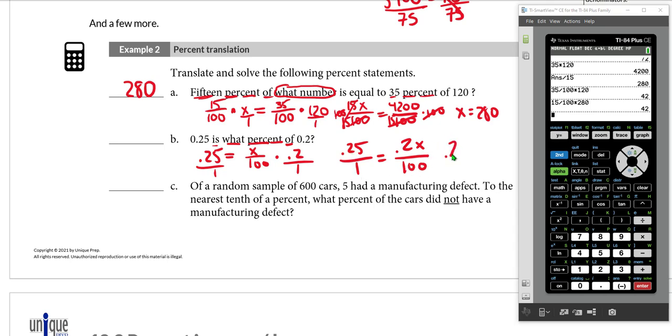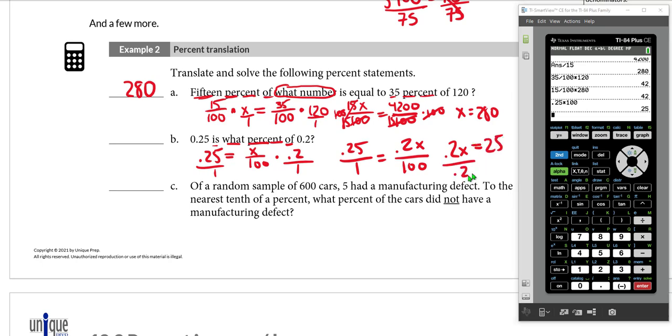I think that will be the simplest way to go. I get 0.2x equals 0.25 times 100. Obviously, you could just move the decimal over 2 times to be safe. I'm going to do it in the calculator. 0.25 times 100, enter, and I get 25.